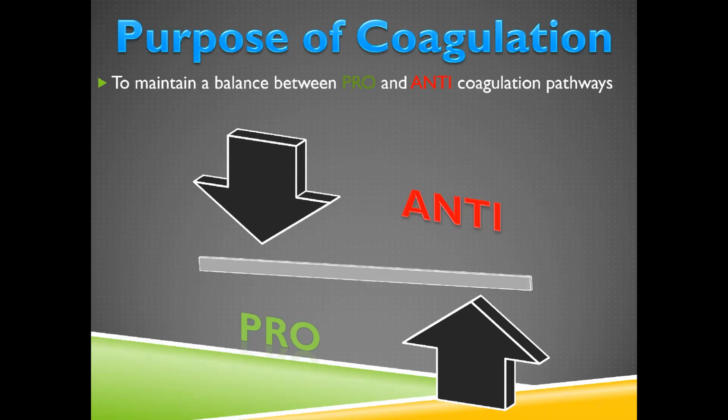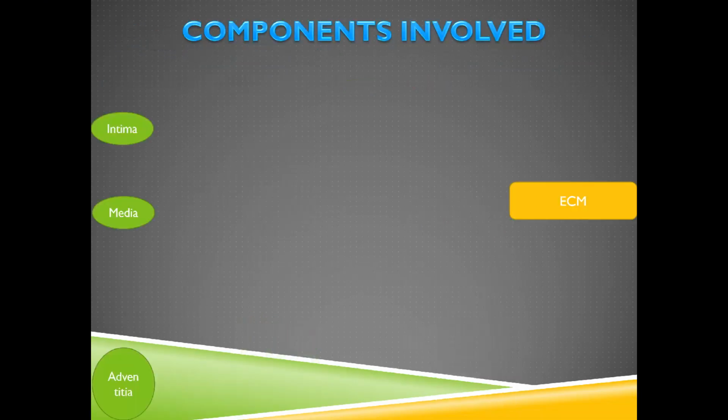Whereas once you have an injury or damage to the vessel, the blood should clot at that level to prevent you from bleeding to death. So that is a procoagulation state. So there is always a balance between the pro and anticoagulation factors in our body.